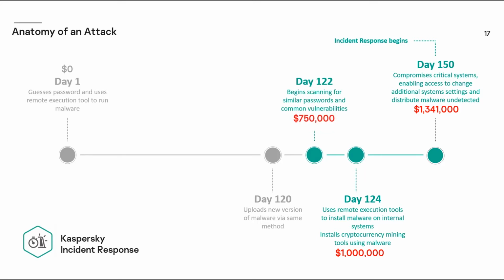Day 122, just a few days before, there was evidence of testing common passwords and searching for common vulnerabilities to exploit. Now, this must have worked because accounts with domain admin permissions disabled security software on several servers. Day 120, new malware was being distributed, but was using the same method as day 1.